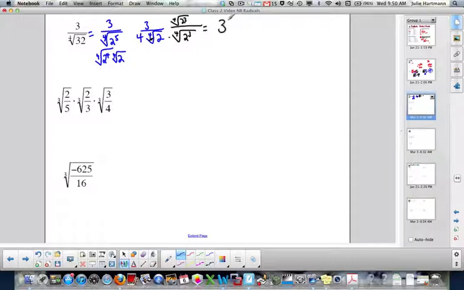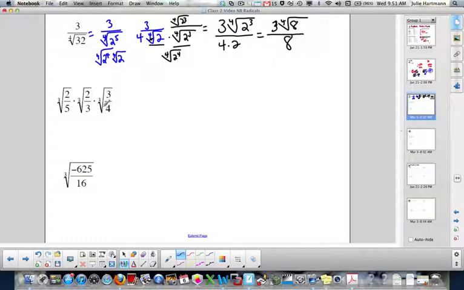So we have 3 times the 4th root of 2 to the third over the 4th root of 2 times the 4th root of 2 to the third, which is the 4th root of 2 to the 4th, which is 2. So on the bottom we have 4 times 2, which is 8. So we have 3 times the 4th root of 2 to the third, all over 8. And no, you cannot reduce. That's inside the radical, that's not.